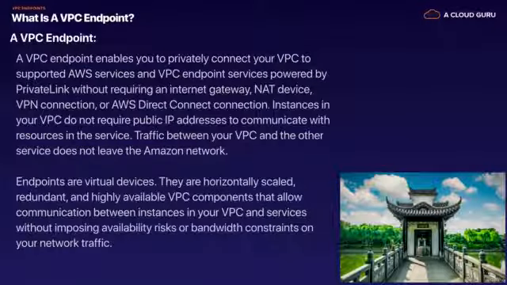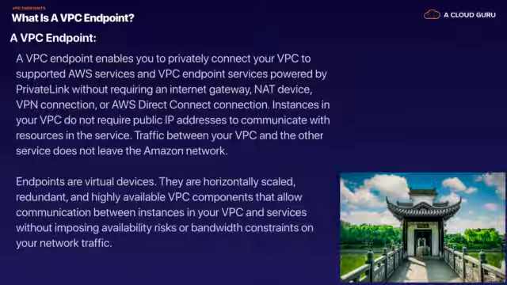A VPC endpoint enables you to privately connect your VPC to supported AWS services and VPC endpoint services powered by PrivateLink without requiring an internet gateway, a NAT device, a VPN connection, or an AWS Direct Connect connection. Instances in your VPC do not require public IP addresses to communicate with resources in the service. Traffic between your VPC and other services does not leave the Amazon network. So it's a way of traversing your traffic without having to leave the Amazon network. You don't need to go over the internet.